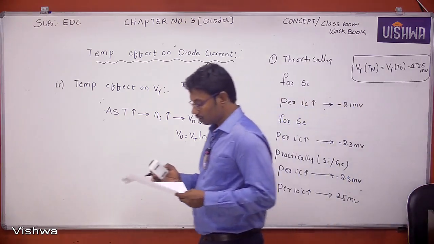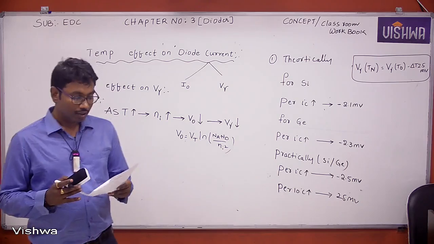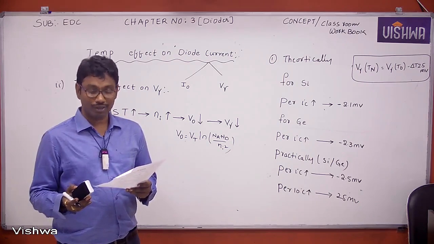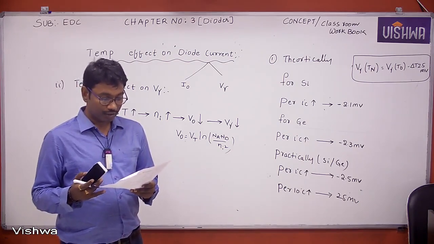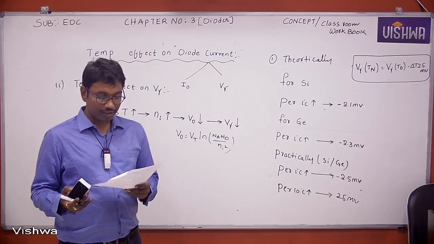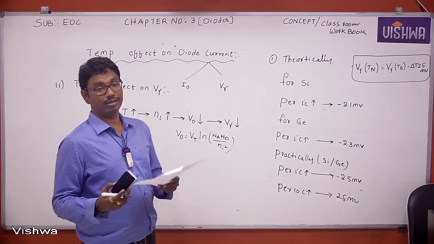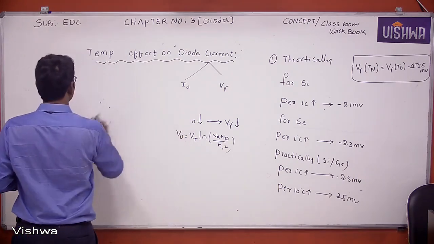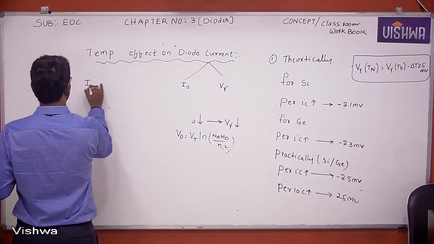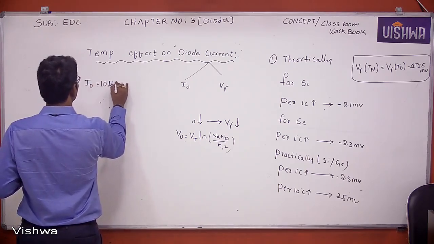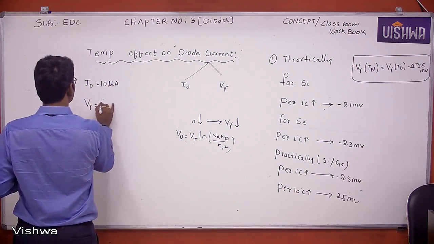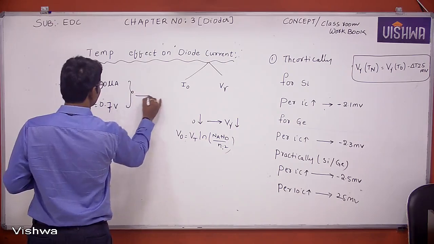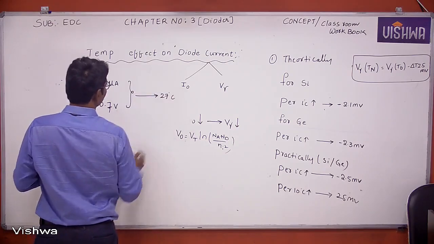Once again, I am repeating the problem. A diode has a reverse saturation current of 10 microampere and cut-in voltage of 0.7 at room temperature. Find reverse saturation current and cut-in voltage at 52 degree centigrade. This is our question, right? What is our given data actually? The given reverse saturation current is 10 microampere. The given cut-in voltage is 0.7, at 27 degree centigrade. That is room temperature, right?